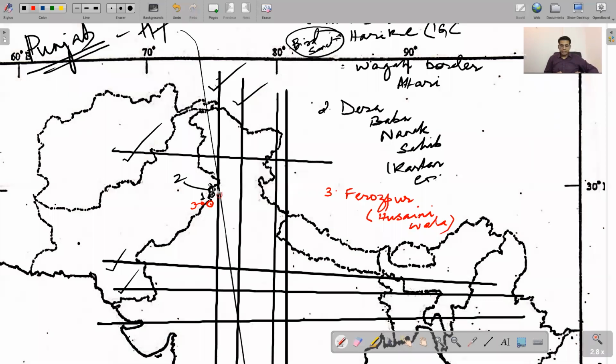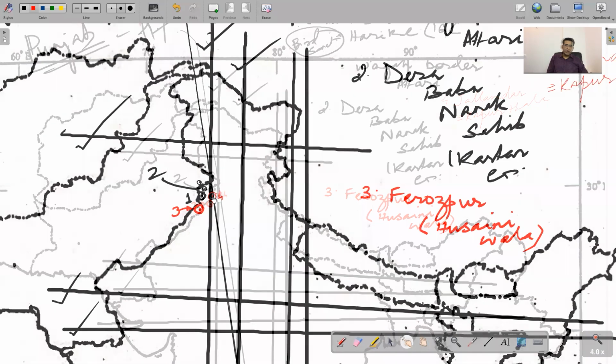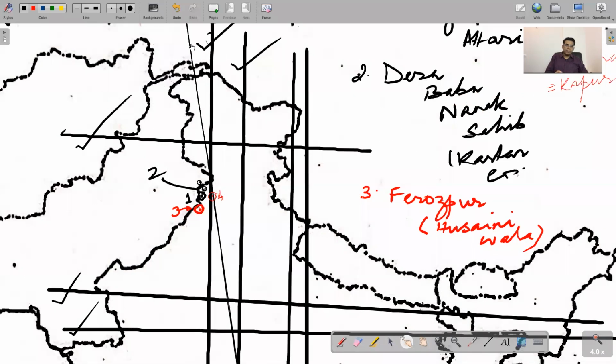Here, this is Jalandhar or Kapurthala. So number 4, you can mark both as the same place. So first we did Ferozpur. Ferozpur is Hussaini Wala Border. And then I go back to Amritsar. From Amritsar, move eastwards on the Pathankot Calimere line. On this here, this is Jalandhar or it is Kapurthala.